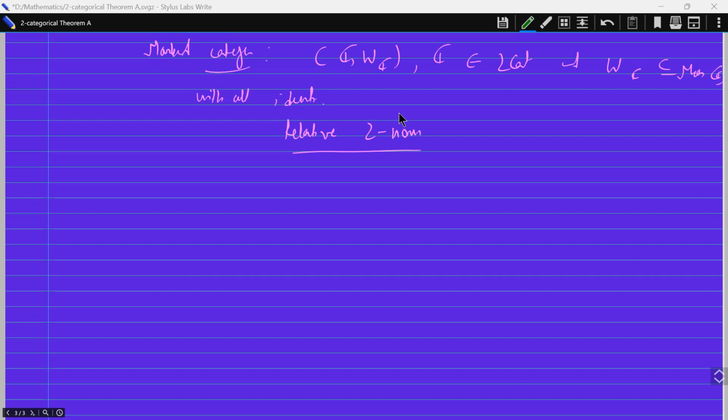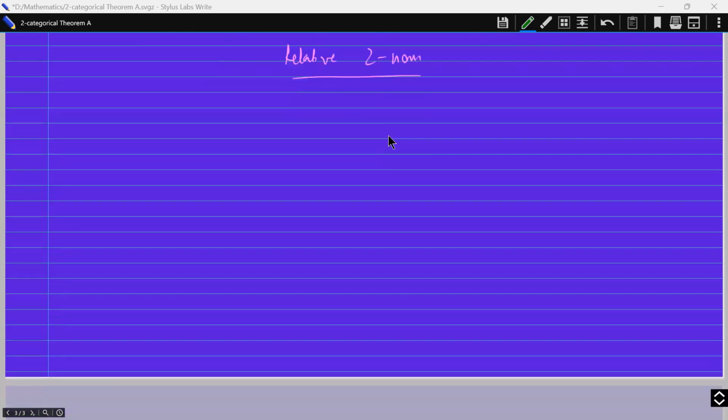I'll skip the details on purpose. I'll just outline the construction of the relative nerve. As I said before, it is a two-categorical generalization of Lurie's relative nerve functor. So okay, let's begin with that first.